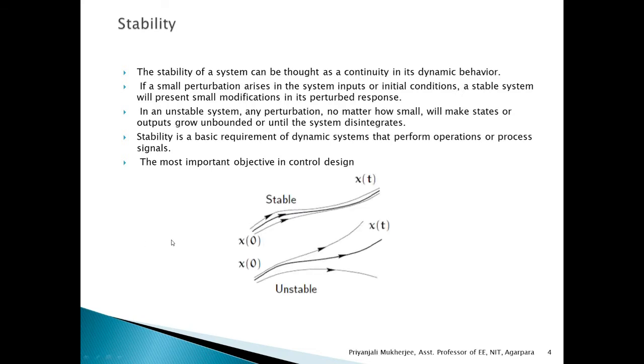Now, this is an example of a stable signal and another is unstable. If any disturbance is present in this stable signal, if the system is stable, then the output will remain unchanged. That means no perturbation will affect the output. Whereas if the system is unstable, due to the perturbation the output will go unbounded like this.